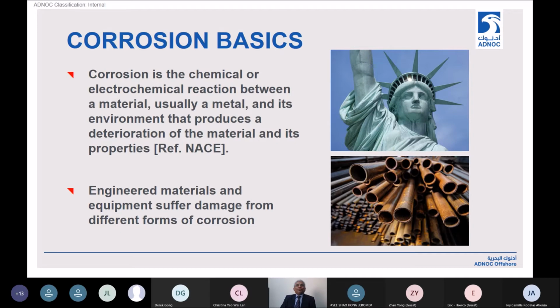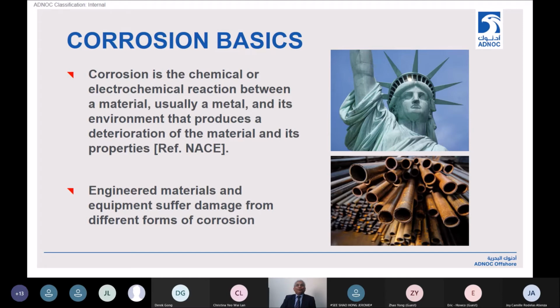In doing so, as you all know from the law of thermodynamics, we are moving them to a higher state of energy. Therefore, there is always a tendency for them to revert by reacting with their environment unless they are engineered to be absolutely corrosion resistant. So we need to know that corrosion is, by definition, a chemical or electrochemical reaction between a material, usually a metallic material, and its environment, which causes deterioration or degradation of the material and its properties, and therefore impacts its performance.